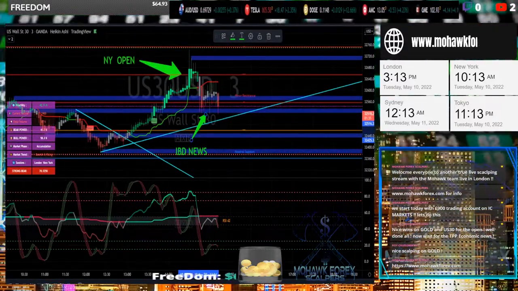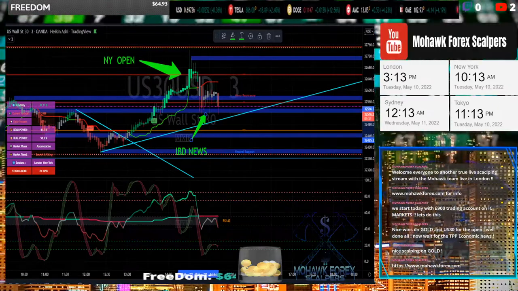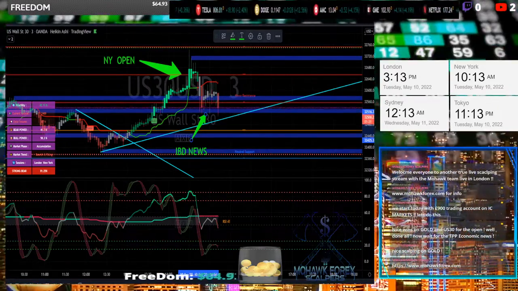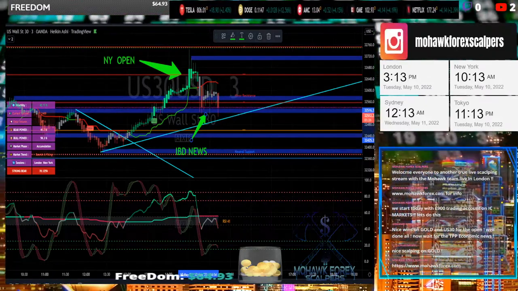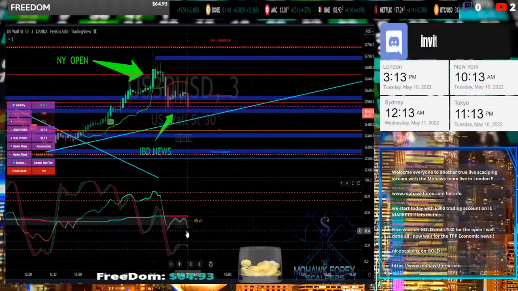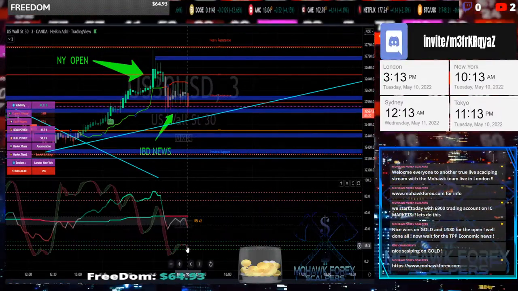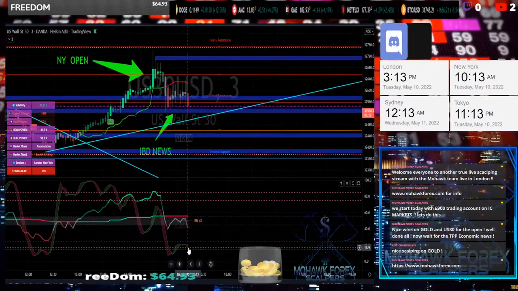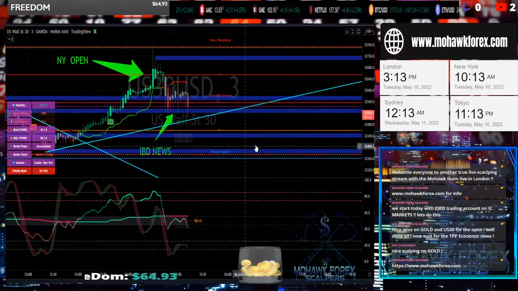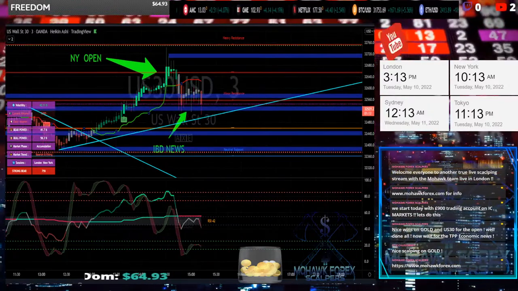So another two sells on US 30. We were looking for buys and we ended up taking the sells. That's the way it is. That's true scalping. And why did I take the trade? Because RSI came out of the zone red, stochastic's red, not quite truly oversold, and there was a gap. It pushed down off our trend line. That's why I took the trade.